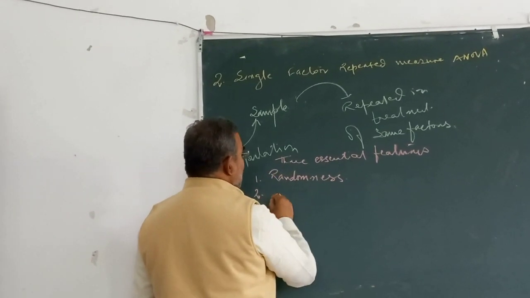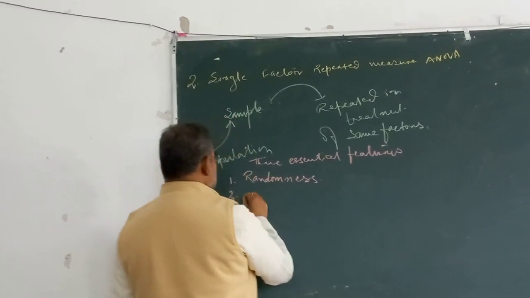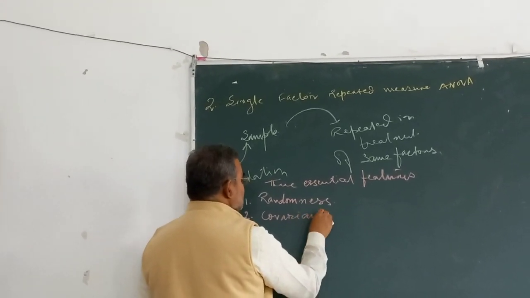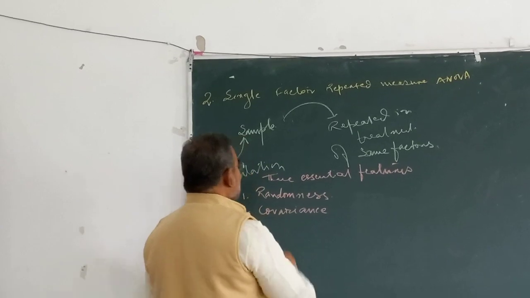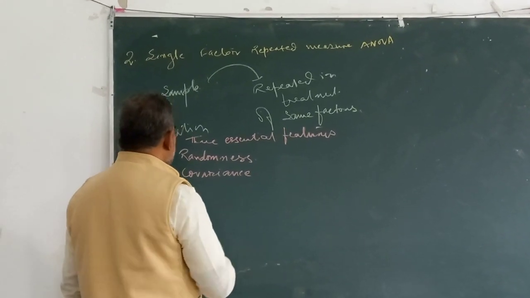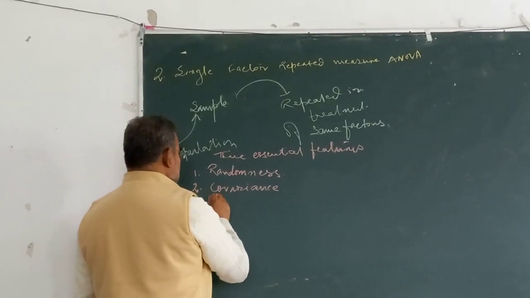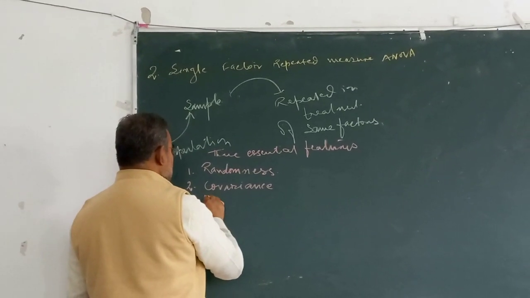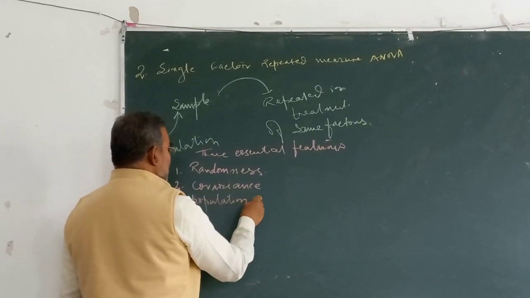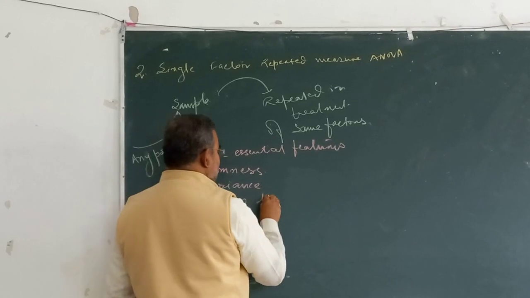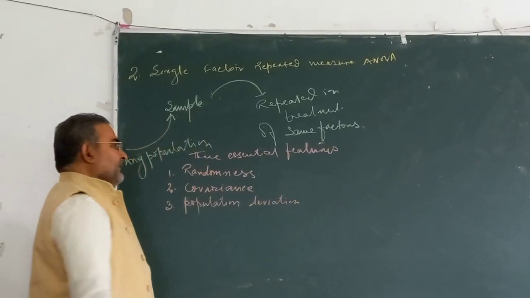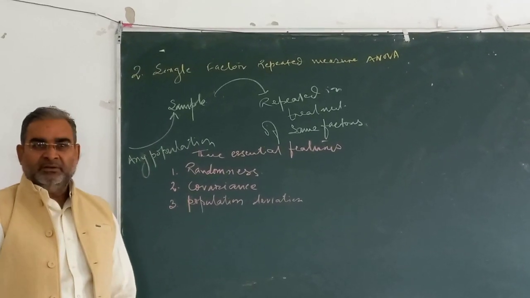Second, covariance. Randomness, covariance, and third, population deviation. Population deviation means randomness, covariance, and population deviation.